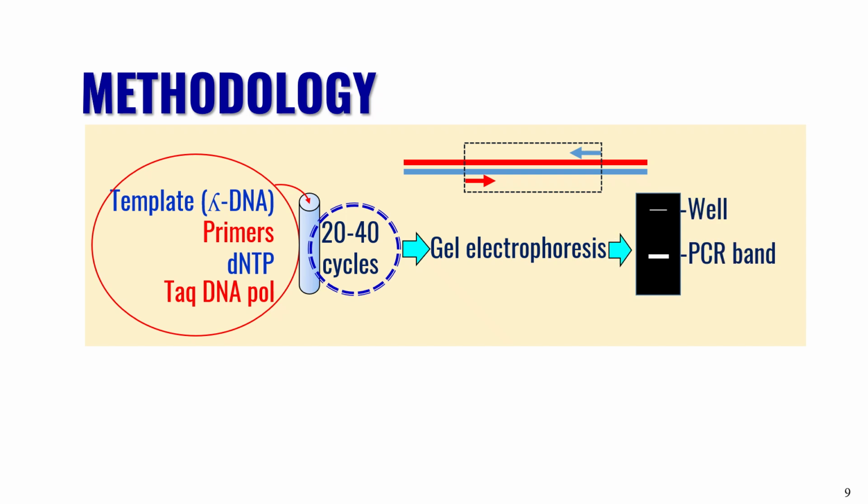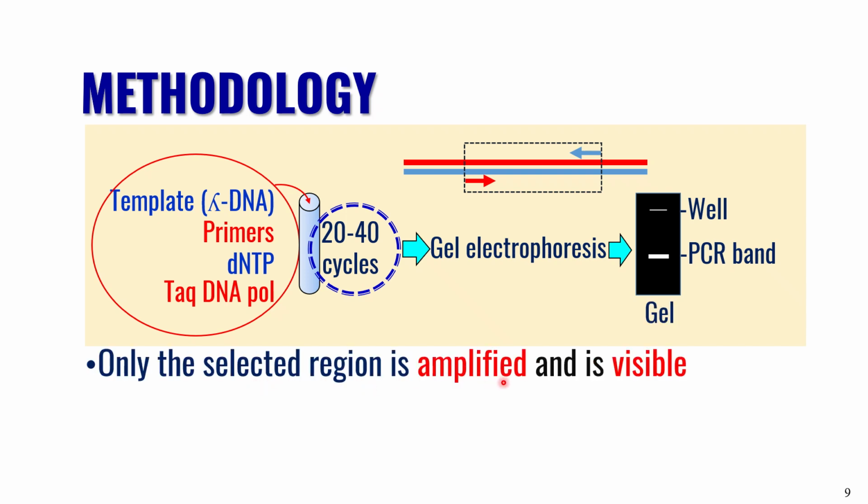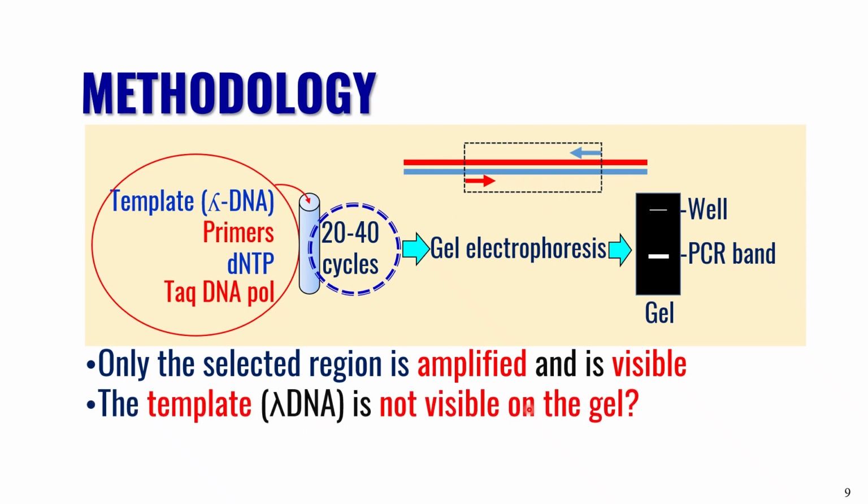Perform gel electrophoresis, stain the gel, and see it under UV light on the UV transilluminator. What you will see is the amplified fragment only, which corresponds to this region. So basically on the gel you will see only the amplified PCR fragment. The template will not be visible, simply because the amount is below the detection limit. So this is the methodology, or the way you set up the reaction.